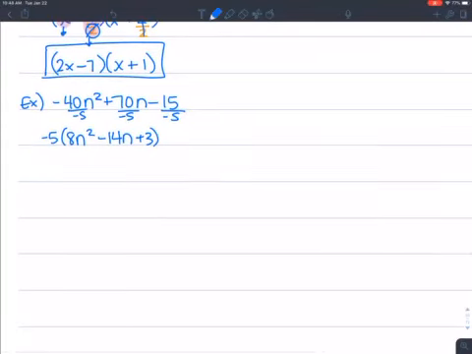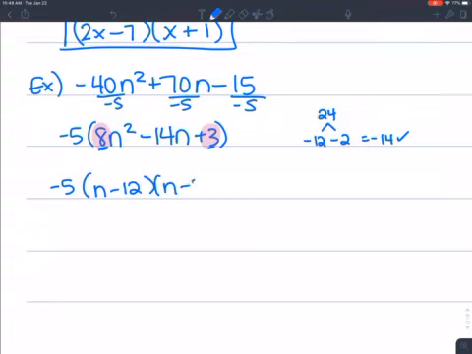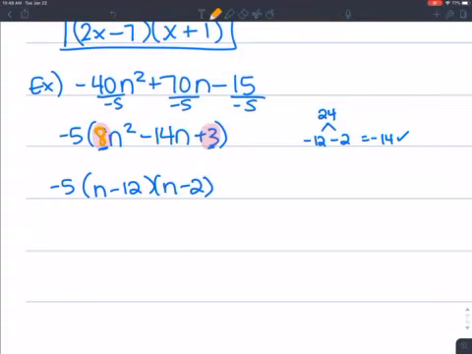So since I have a GCF out front, I actually don't need to incorporate that when I'm multiplying. I'm just going to multiply what's my A and my C, this and this. So that gives me 24. I'm looking for two numbers that add up to negative 14. So I know they're both negative. Well, 12 and 2, they would add up to negative 14. So then I say, okay, negative 5, and then I have n minus 12 and n minus 2. And then I can't forget that leading coefficient. Okay, so divide each by 8.